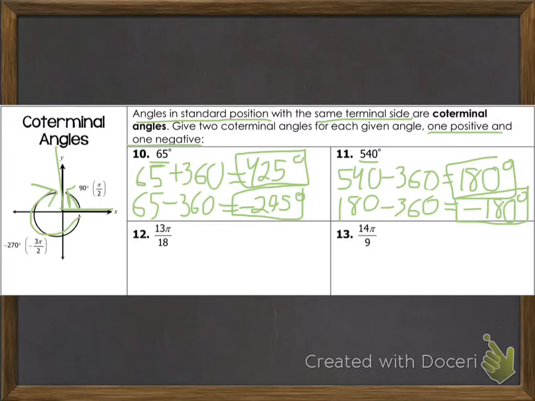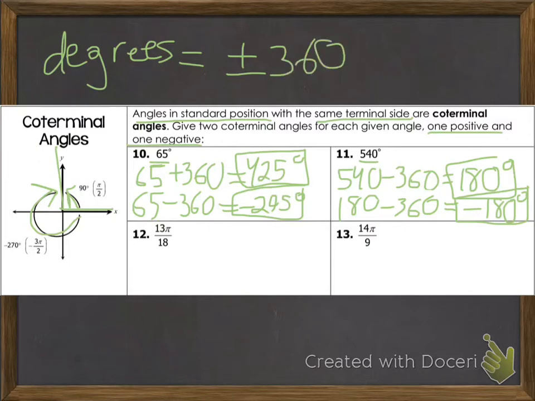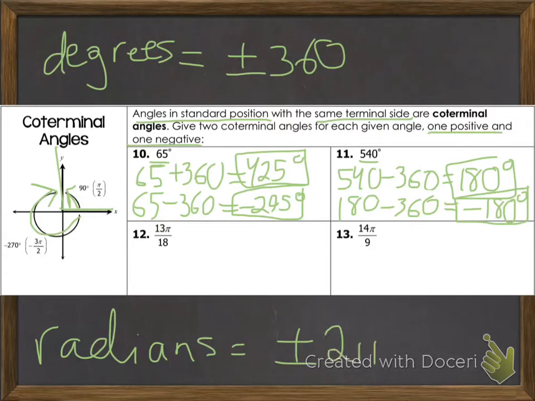Well, what if our angle is given in radians, like it is for 12 and 13? When it's in radians, you're actually going to add or subtract by 2 pi. So actually, let me make a note of that. So if it's in degrees, like it was in the last problems, you're going to add or subtract by 360. But if it's in radians, then you are going to add or subtract 2 pi. So let's do that for number 12.